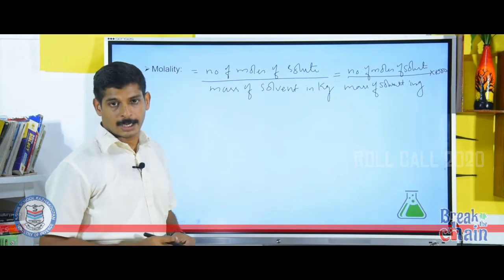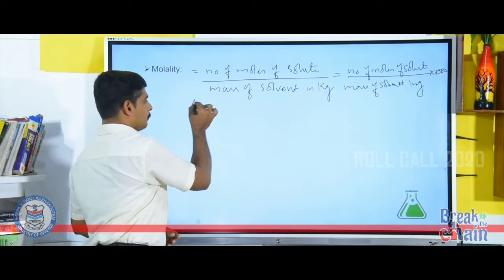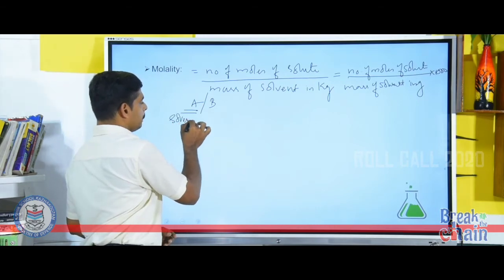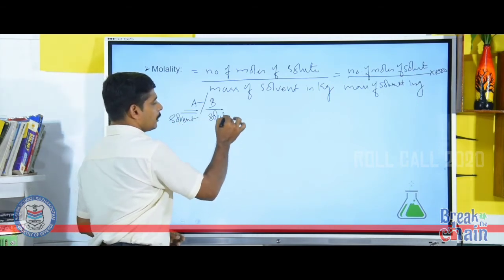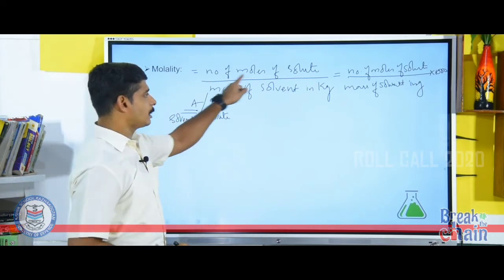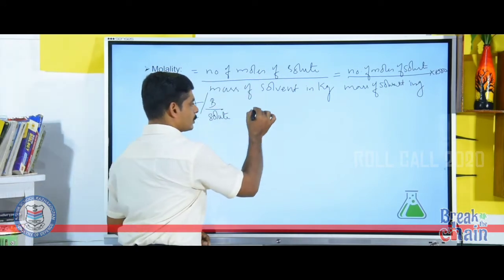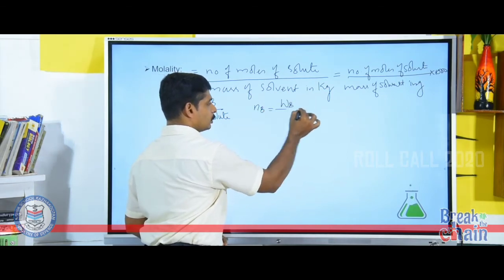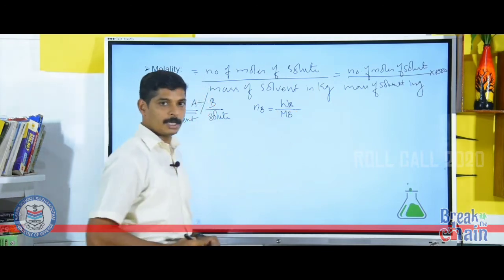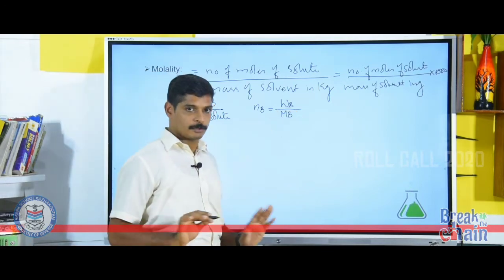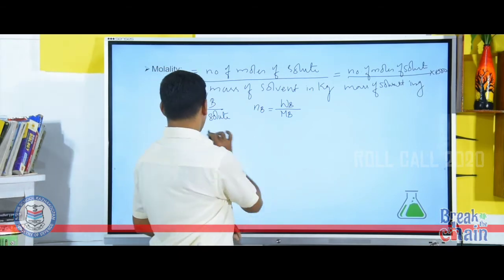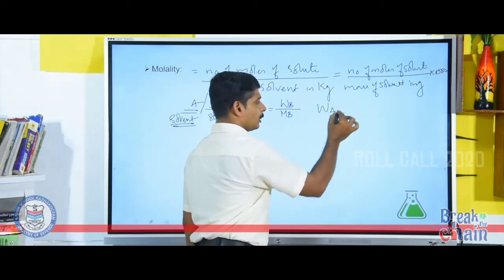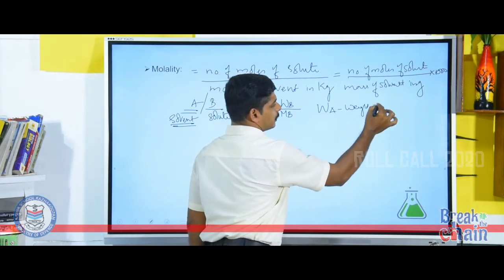If you consider it is a binary solution, component A and B are there. As usual, we take A as solvent and B as solute. Then what is number of moles of solute? Number of moles of solute NB is equal to weight of a solute by molar mass of solute, right. Weight of solute by molar mass of solute. Now, what is the weight of solvent? Let it be WA. What is WA? It is weight of or mass of solvent.